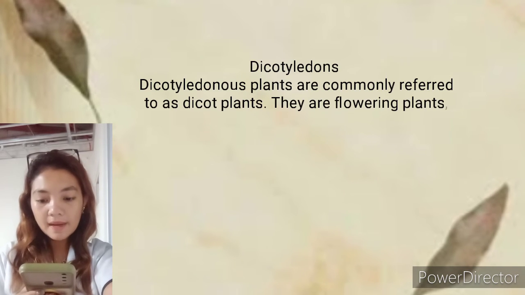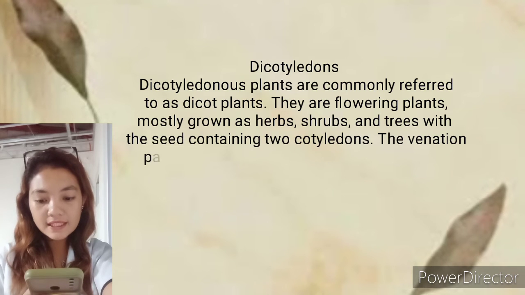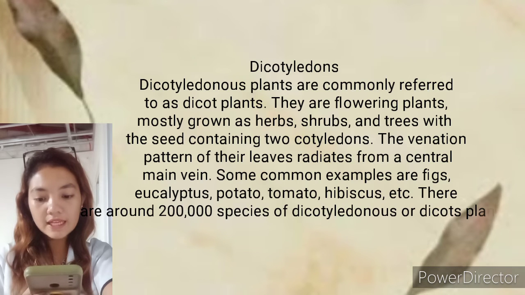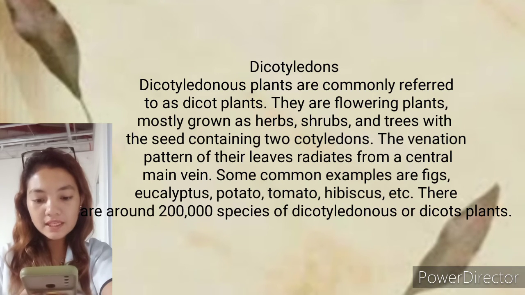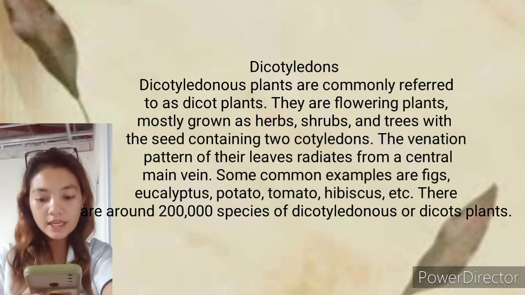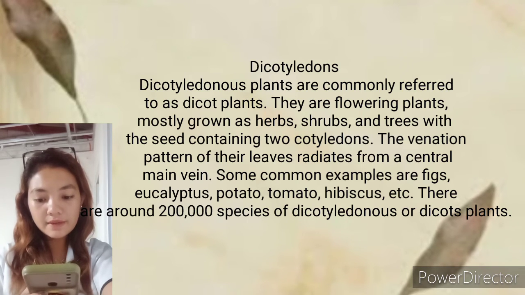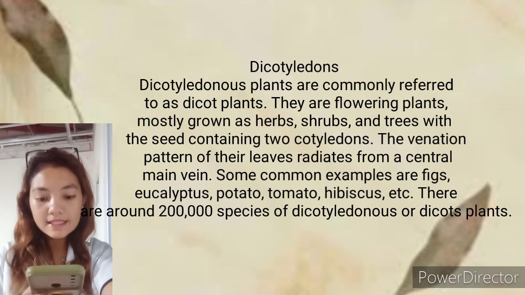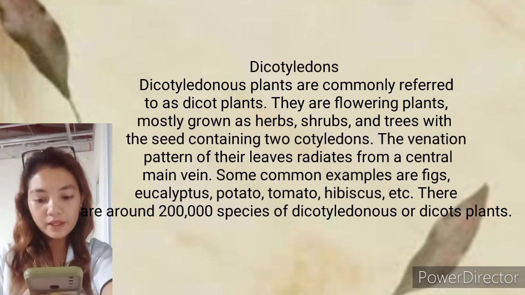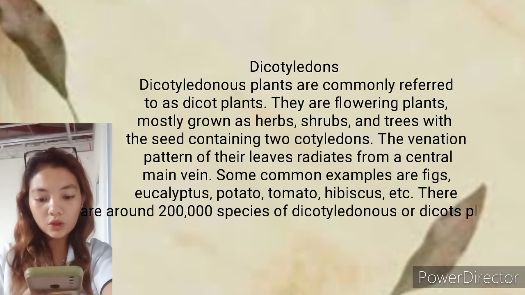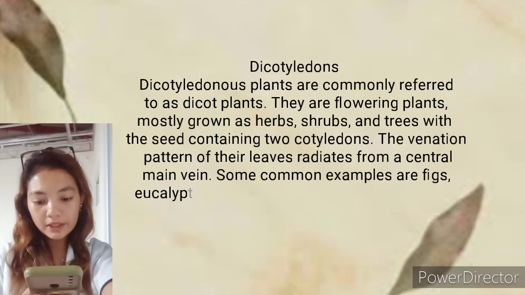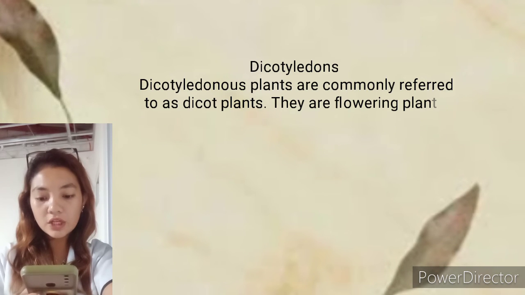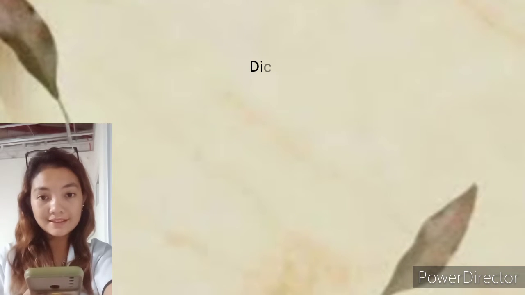Dicotyledons are commonly referred to as dicot plants. They are flowering plants mostly grown as herbs, shrubs, and trees with seeds containing two cotyledons. The venation pattern of their leaves radiates from a central main vein. Some common examples are figs, eucalyptus, potato, tomato, etc. There are around 200,000 species of dicotyledons or dicot plants.